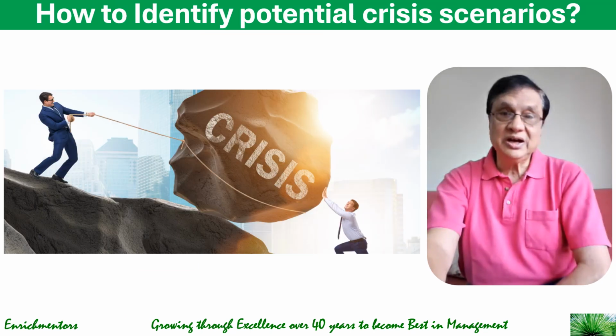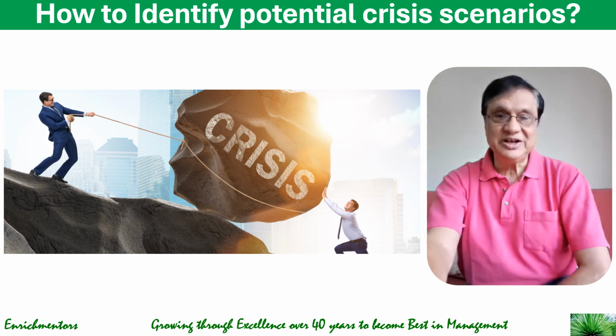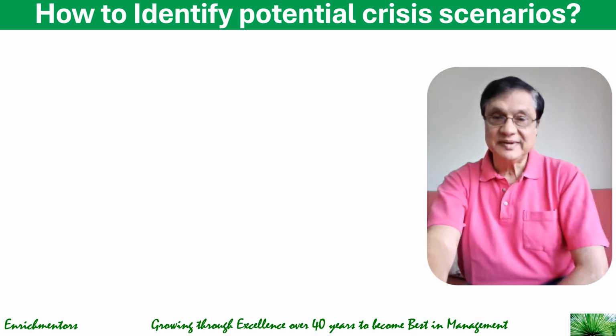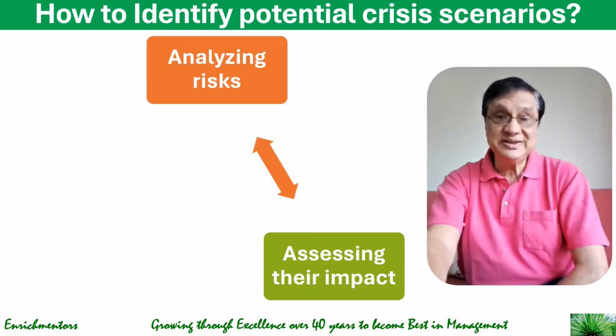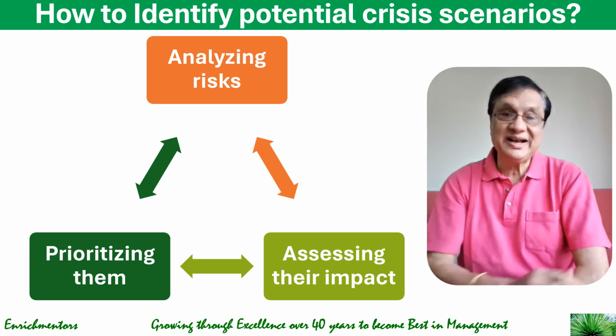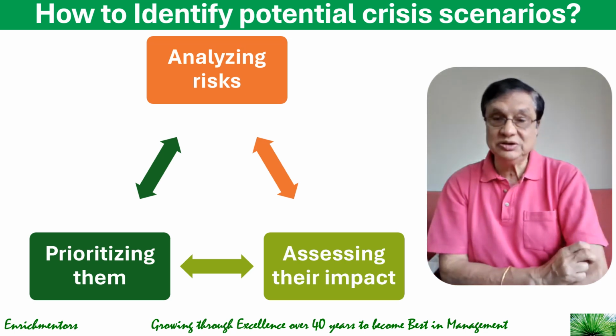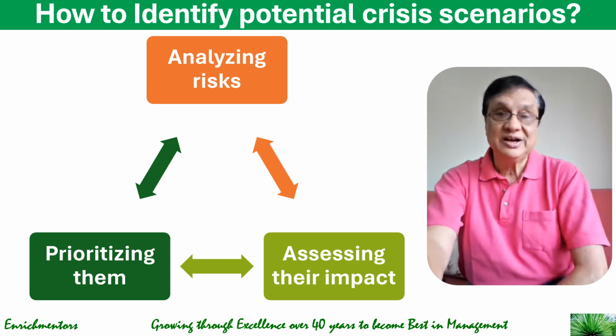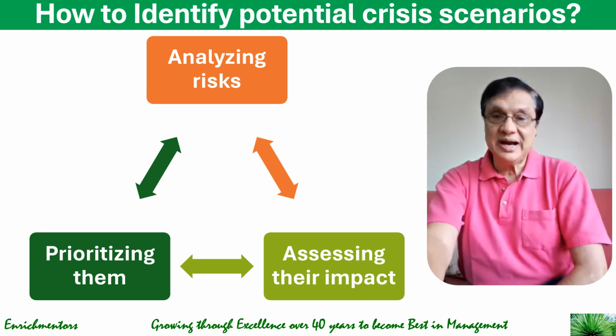So how do you think you can identify potential crisis scenarios? Any thoughts? Identifying potential crisis scenarios is the first step in the crisis management plan. And this involves analyzing risks, assessing their impact, and prioritizing these risks based on the likelihood of occurrence and the severity, the impact they can make if they occur. So that's what you do in identifying the scenario, the first step.